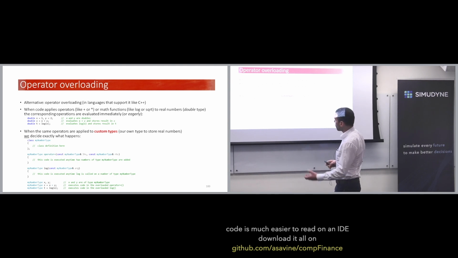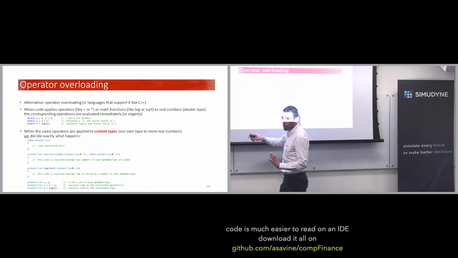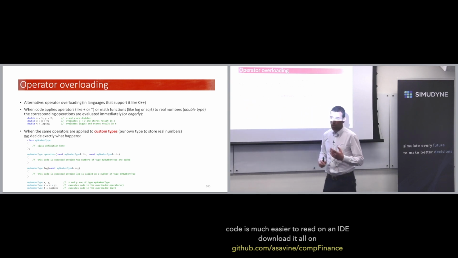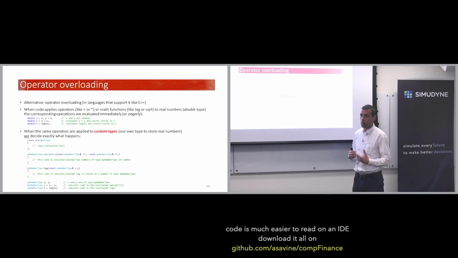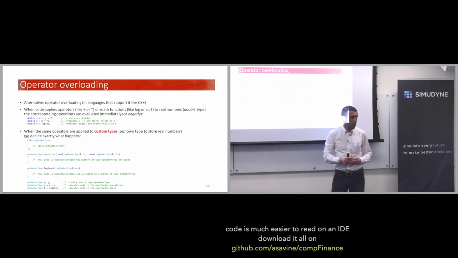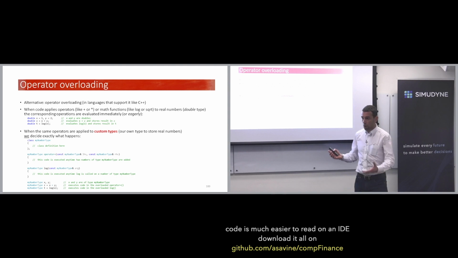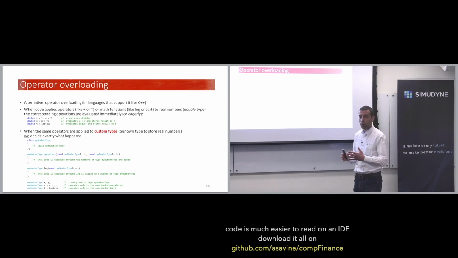Now, what happens when I apply the same operators, not to doubles, but to some custom type that I decided to develop to hold real numbers instead of doubles? I will develop my own custom type, which here I call my number type, which later I will call number. That's a custom type that I developed myself in order to hold the value of real numbers, so that I will use this type to represent real numbers instead of doubles.